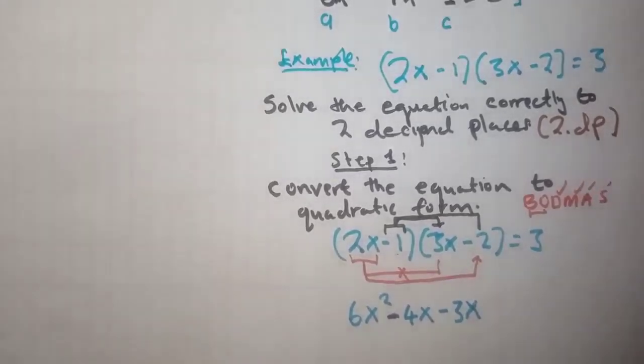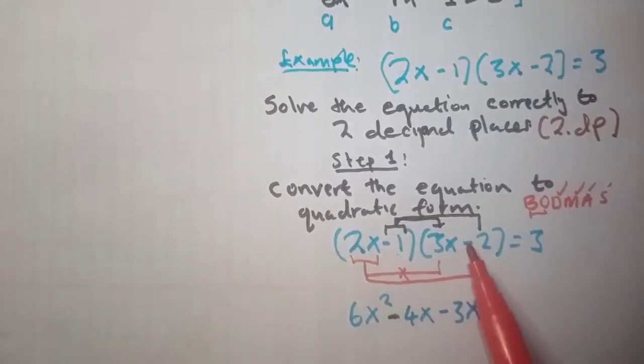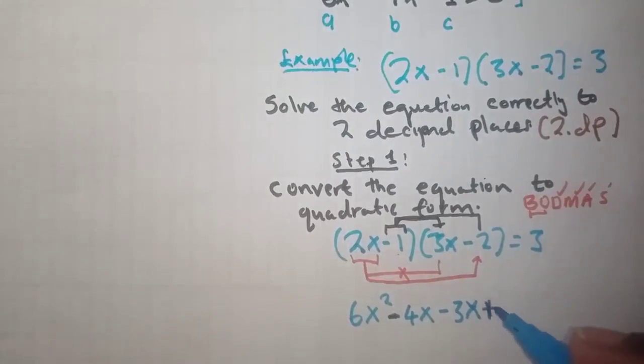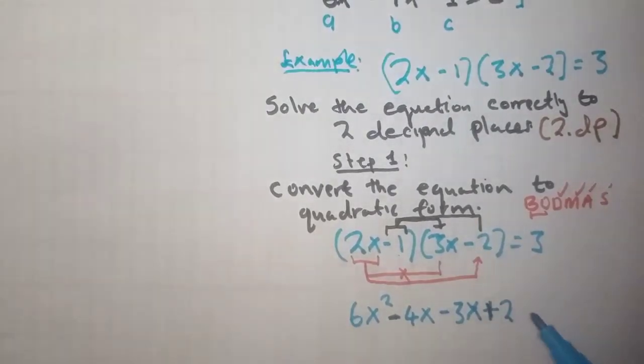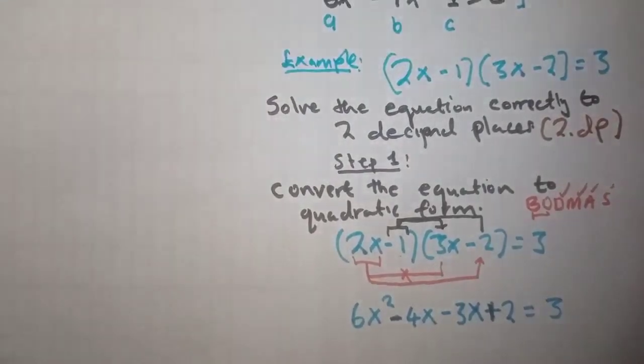Now you notice here you have a negative and a negative. So negative 1 times negative 2 will be plus, it will be positive 2. So we have opened the brackets.